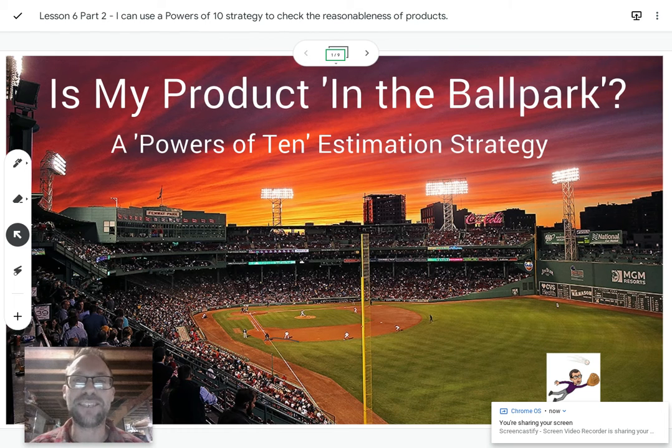Welcome to today's lesson. It is called, Is My Product in the Ballpark? A Powers of 10 Estimation Strategy. And today we are going to take the learning we have done previously on extending math facts and our understanding of powers of 10 to estimate the reasonableness of products. So let's get into it.